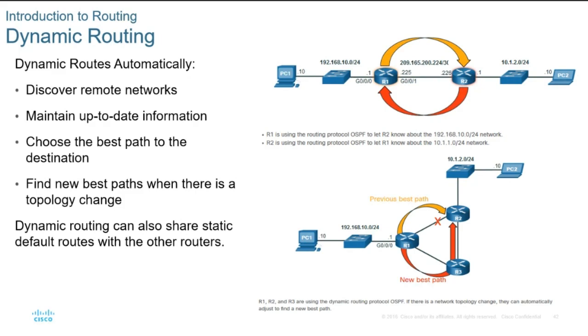Our R1 and R2 are automatically sharing the network information using a routing protocol, the OSPF. In the second figure, R1, R2 and R3 are using dynamic routing, also the OSPF protocol. If there is a network topology change, when R2 is gone, they can automatically adjust and find the new best path. So when R2 is gone, R3 can reach the destination, the remote network.